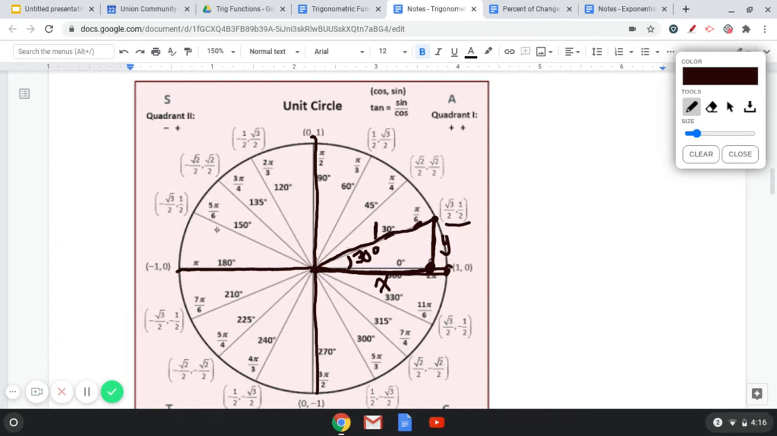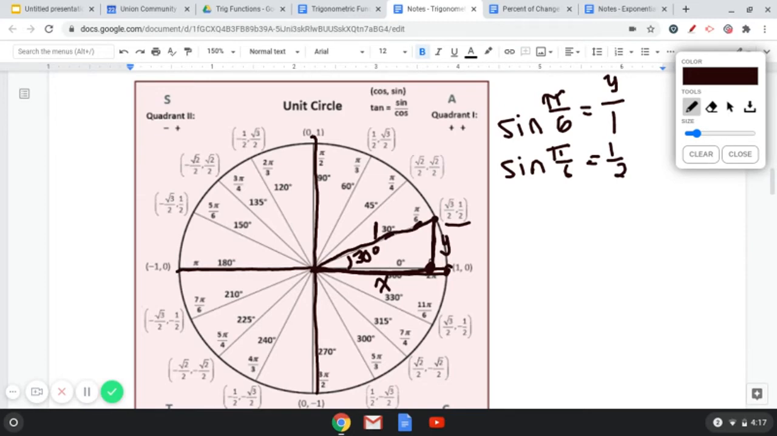And now, this literally means that, okay, remember, let's start with sine. Sine equals the opposite over the hypotenuse. So sine of 30, I'm going to use pi over 6. So sine of pi over 6, or 30 degrees, equals the opposite side, so y, over the hypotenuse, which is 1. And this y value is 1/2, which means that sine of pi over 6 equals 1/2.